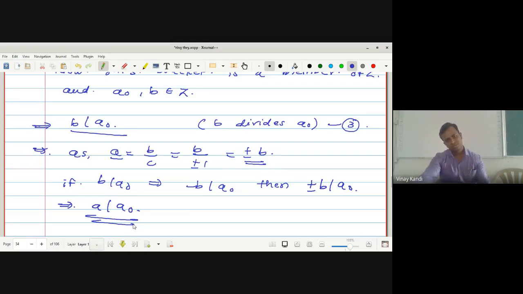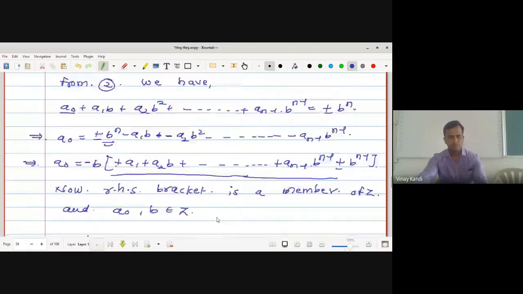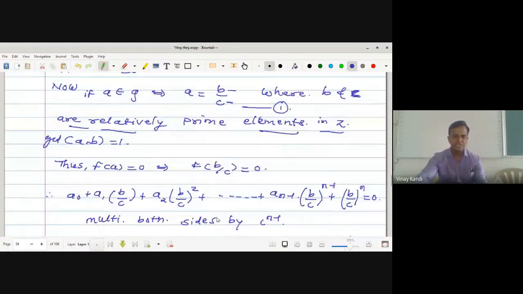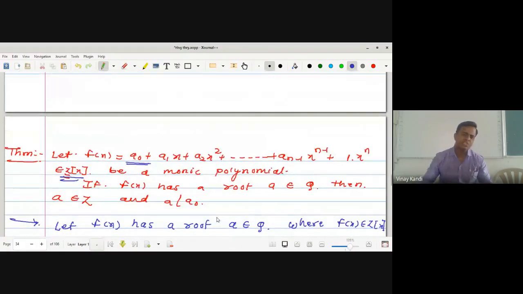Any doubt? काही डाउट्स असतील तर विचारू शकता. एकदा वाचलं की समजून जाईल. Let f of x be any polynomial belonging to Z of x, a monic polynomial. Okay, if f of x has a root a belongs to Q, then a belongs to Z. तुमचा a कसा असेल, Z मधला असेल. Okay, and then a divides a naught.